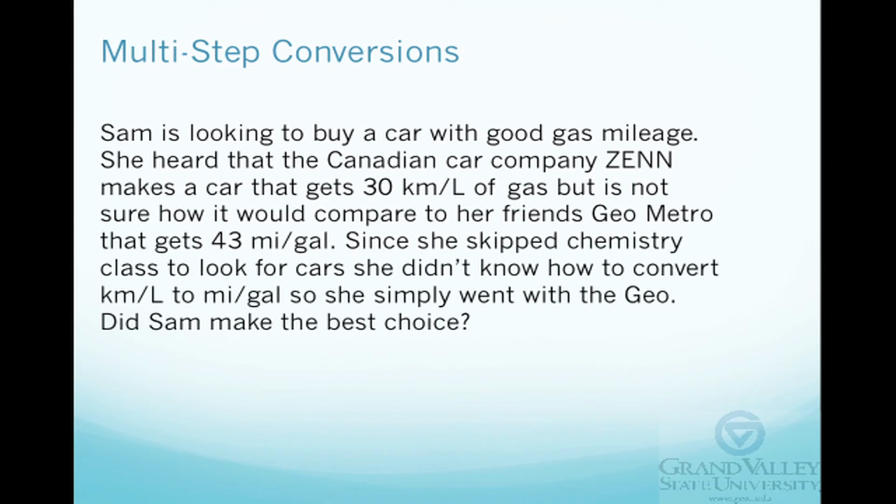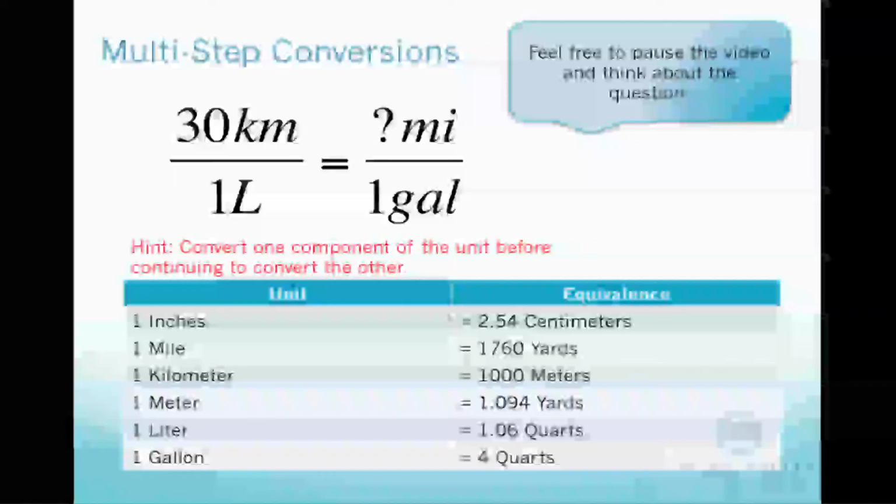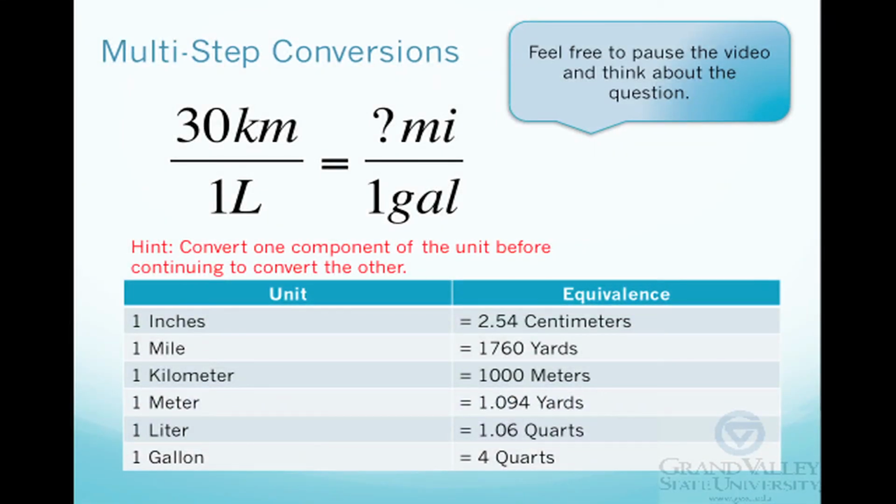Since she skipped chemistry class to look for cars, she didn't know how to convert kilometers per liter to miles per gallon, so she simply went with the Geo. Did Sam make the best choice for fuel-efficient cars? Try to pause the video and solve this problem.